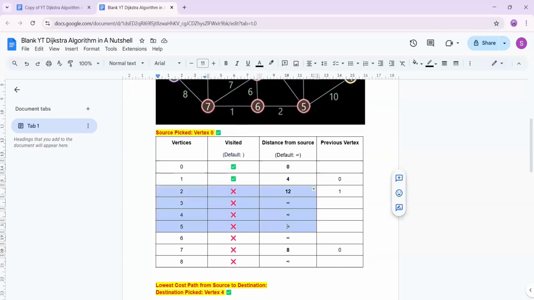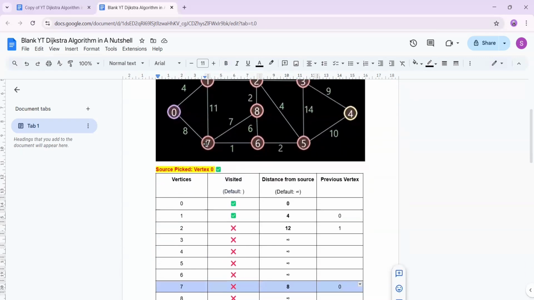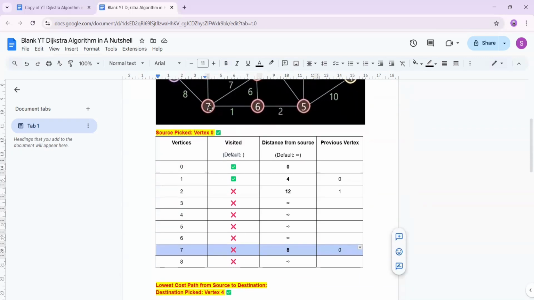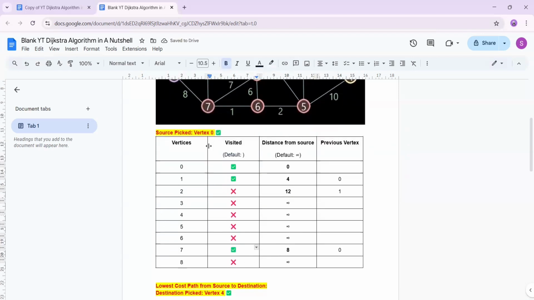Now, from the unvisited ones, we check which one has the shorter distance. Vertex 7, because it's 8 and it's unvisited. We won't pick 12 because the distance is bigger. So from 7, we will look at 7 here. Since we look at 7, we will mark it as visited because we already decided that it has the shortest distance from source.